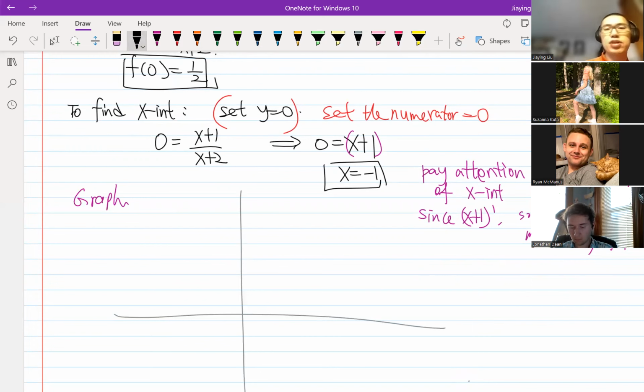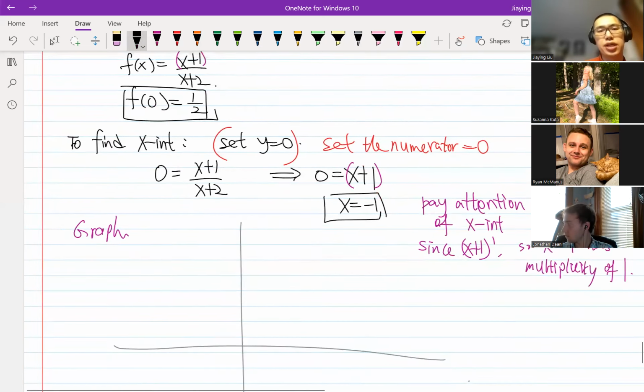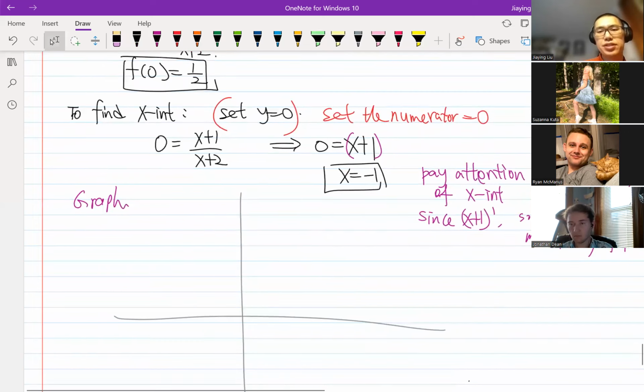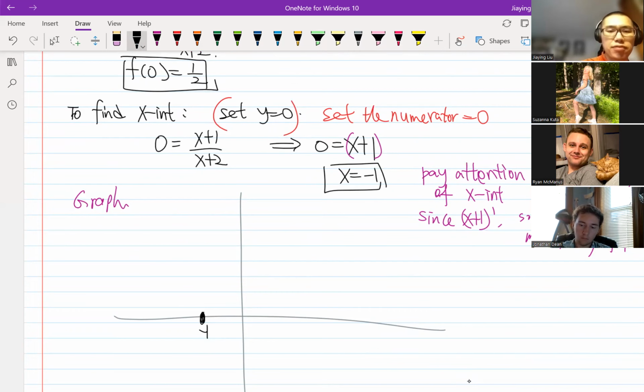So the first thing is I'm going to label all the intercepts. So I know that the x-intercept is at -1. And it's going to be multiplicity of 1. So it's going to be a straight cross. It could be like this. It could also be like this. I don't know, one of those two. Right. So I'm going to just draw a vertical line for now with a straight cross.